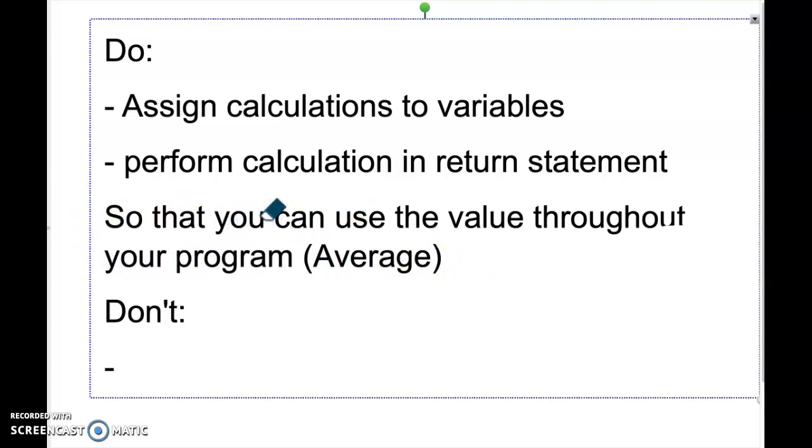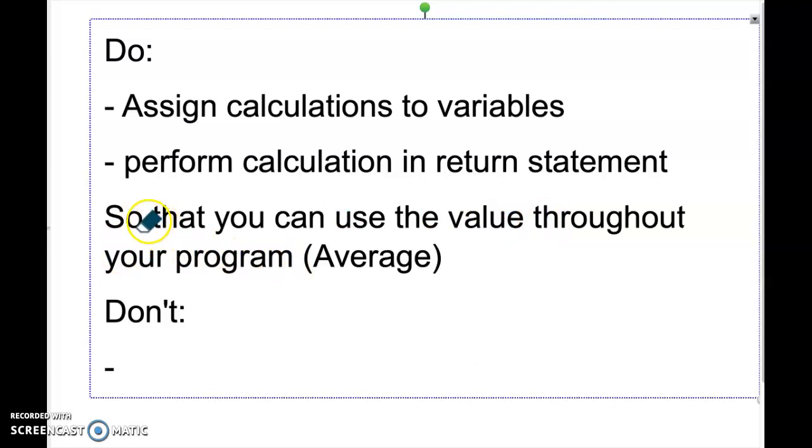We don't know what a return statement is yet, but those of you that have done methods or functions before know that at the end sometimes you need a return statement, and it's always a good idea to shorten your code up a little by doing it in the return statement. So why do we do these things in variables and return statements? So that you can use the value throughout your program.